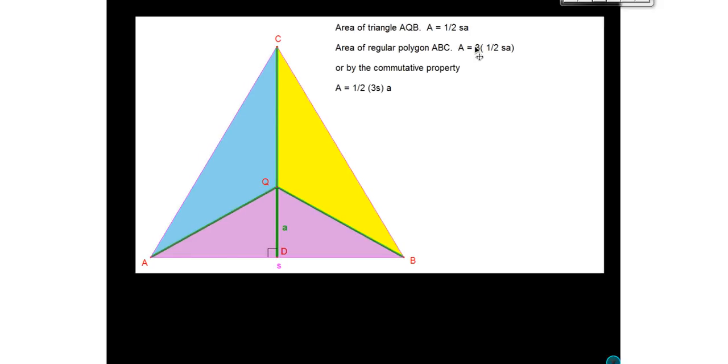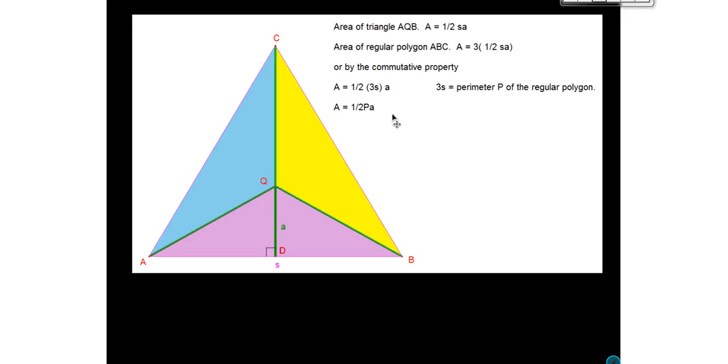Use a commutative property, and I'm going to take the 3 and slip it over here so that I get 3s. And so 3 times the side length in this case would be the perimeter. If it was a square or a pentagon, I would do 5 times the side length. And so we can just substitute that number of sides times side length in our area formula for the regular polygon and put in perimeter. The perimeter is the number of sides, in this case 3, times side length, so P. And so we get the area formula for a regular polygon as 1/2 perimeter times apothem.